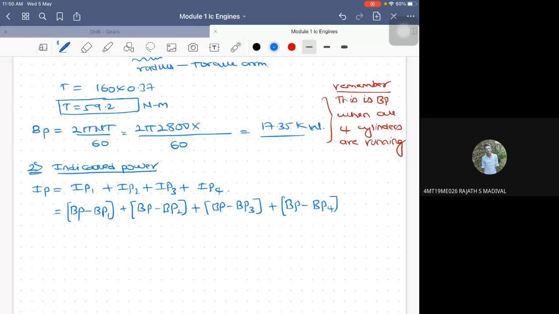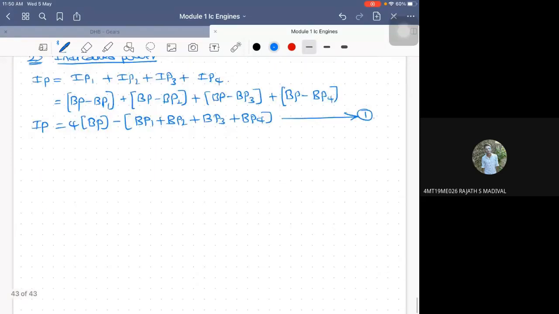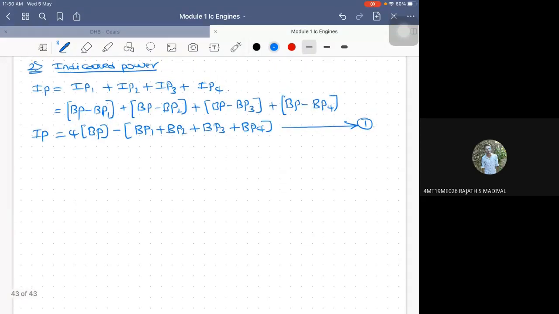Okay, I would just rearrange this. I would take these BP values here: BP, BP, BP, BP. Can I write it as 4 times BP, minus all these BP values, BP1 plus BP2 plus BP3 plus BP4? So this is how I would calculate my indicated power, and I would mark this as equation number 1. Got it, everyone?